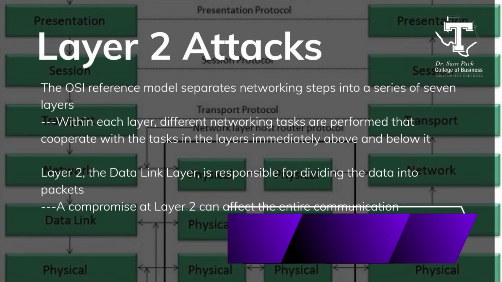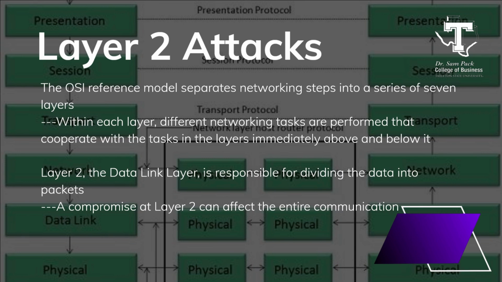In the OSI model, networking tasks are split into seven layers, each handling different aspects of communication. Layer 2, or the data link layer, is crucial because it handles how data is divided into packets. If Layer 2 is compromised, it can impact the entire communication process. Understanding and securing this layer is key to maintaining overall network integrity.